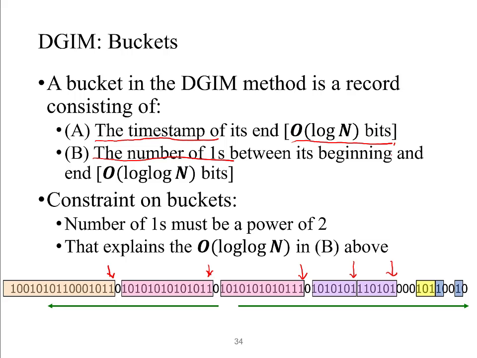We do have additional constraints on the buckets: the number of ones must be a power of 2, like 2 to the power of r. So how do we store the number of ones? Because we know the number of ones must be a power of 2, instead of storing the number of ones, we can store only the r here.